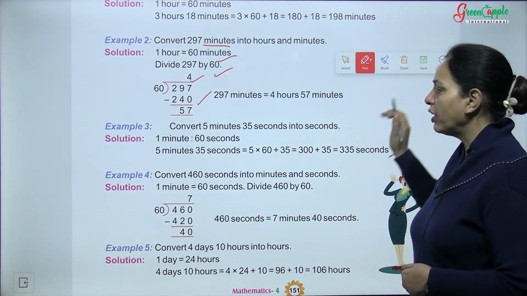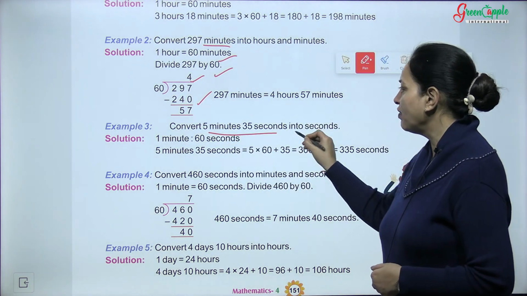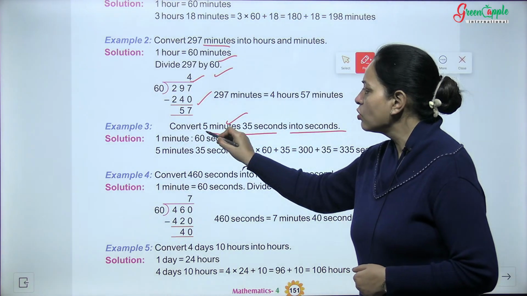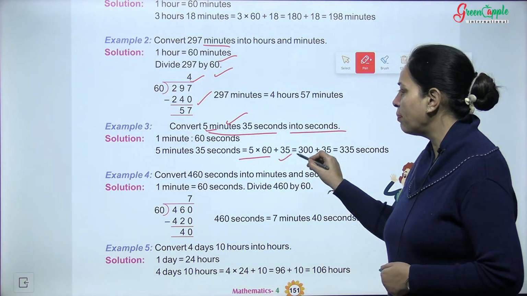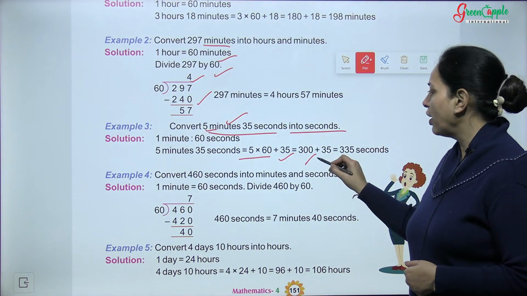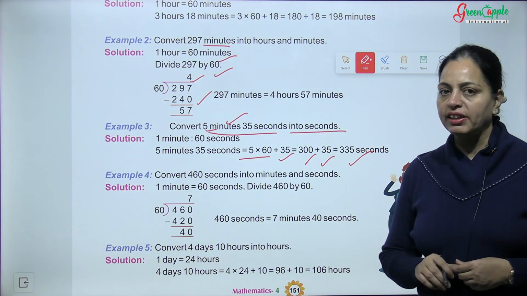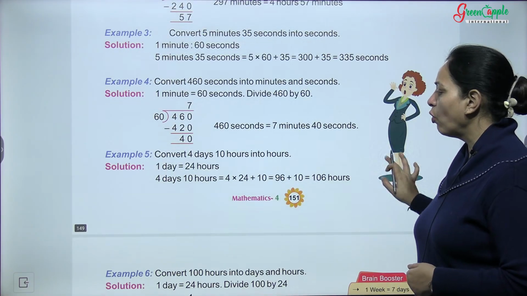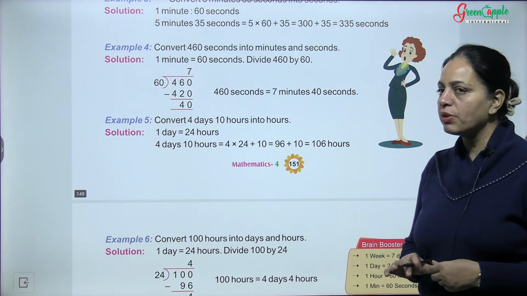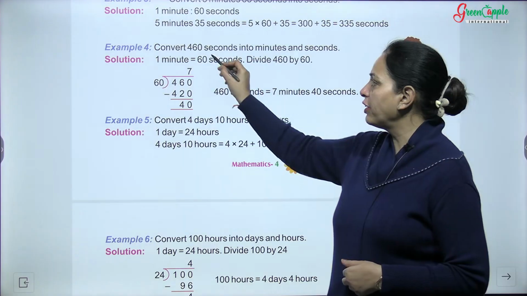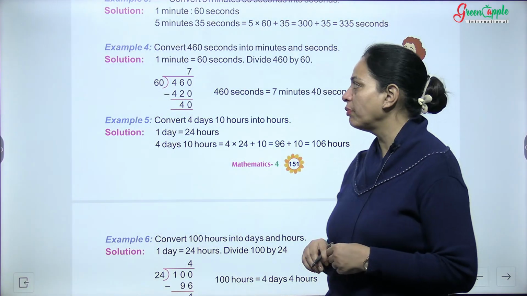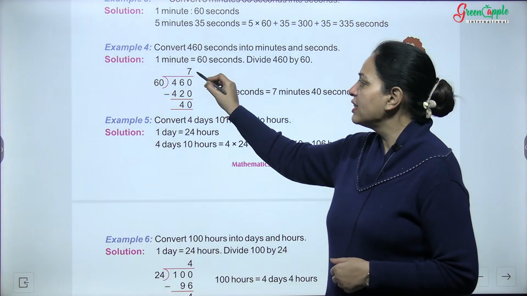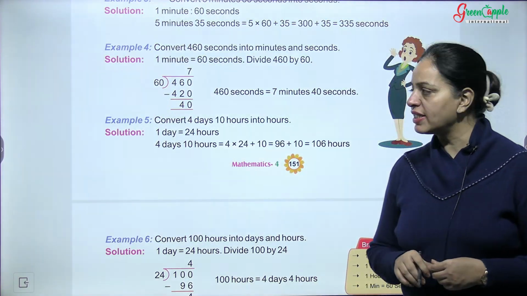Now example 3, convert 5 minutes 35 seconds into seconds. So we know 1 minute is 60 seconds. So 5 minutes is 5 into 60 plus 35. So 300 plus 35, 335 seconds. Now example 4, convert 460 seconds into minutes and seconds. So divide by 60 because 1 minute is 60 seconds. So dividing by 60, we are getting 7 minutes 40 seconds.